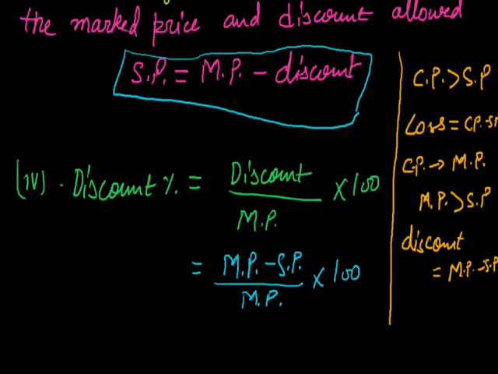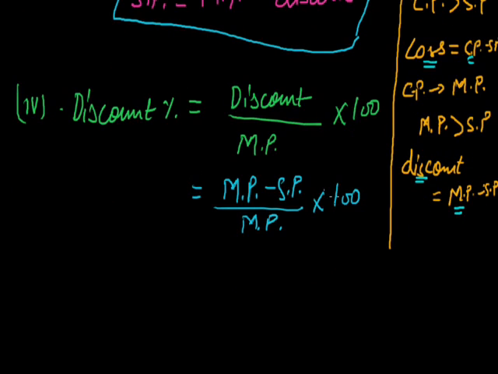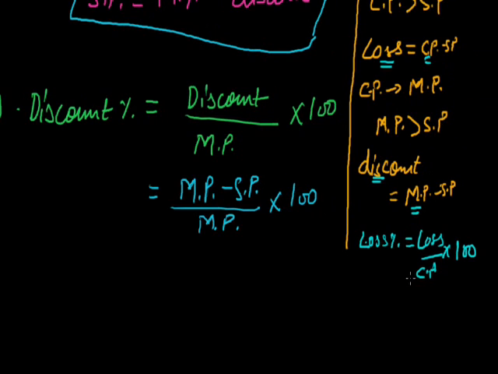Now you can easily see here that in the place of loss it is written discount, and in the place of cost price it is written mark price. Similarly, the formula of discount percent is mark price minus selling price upon mark price, or the discount upon mark price into 100, and the formula for loss percent is loss upon cost price into 100. So it is the same as the loss, and it is calculated in the same way.